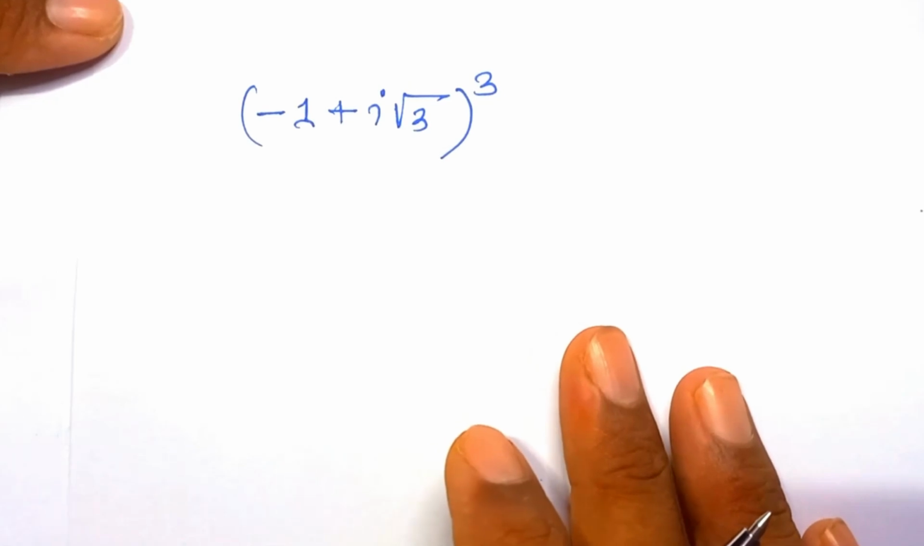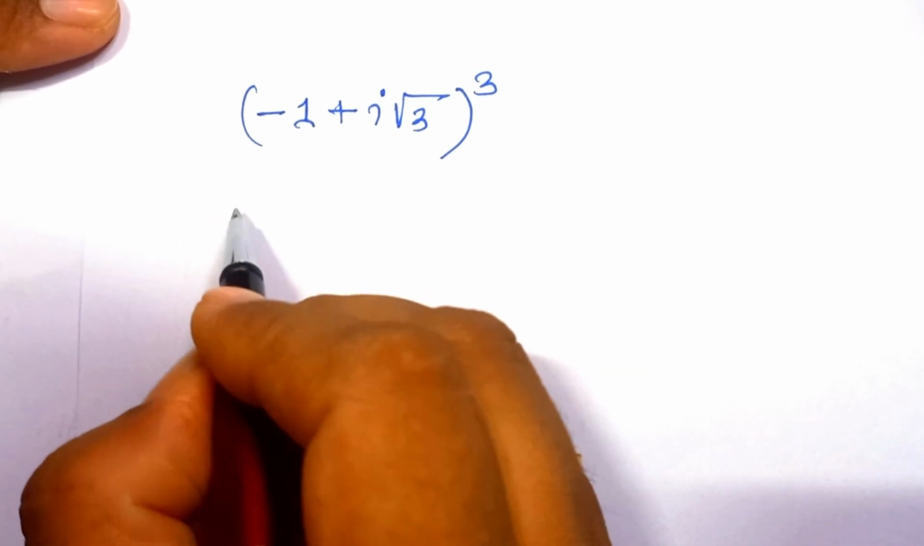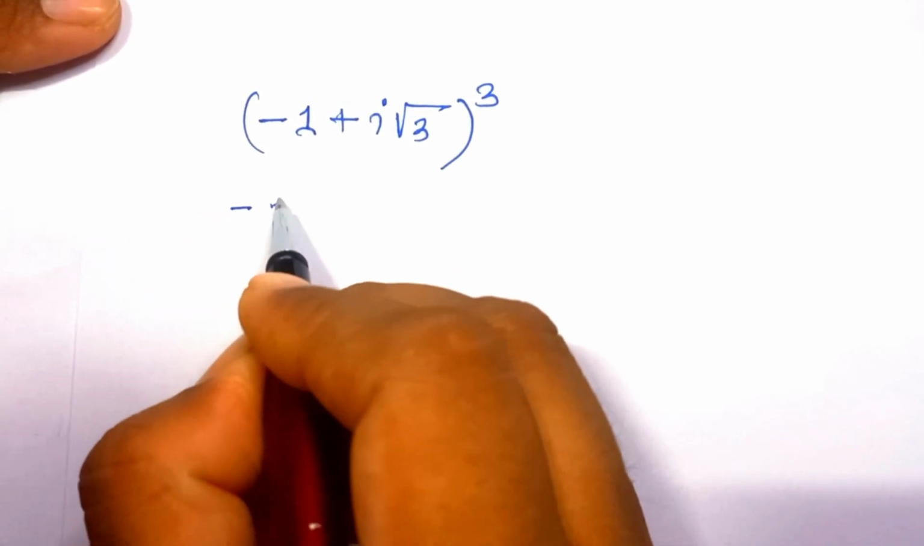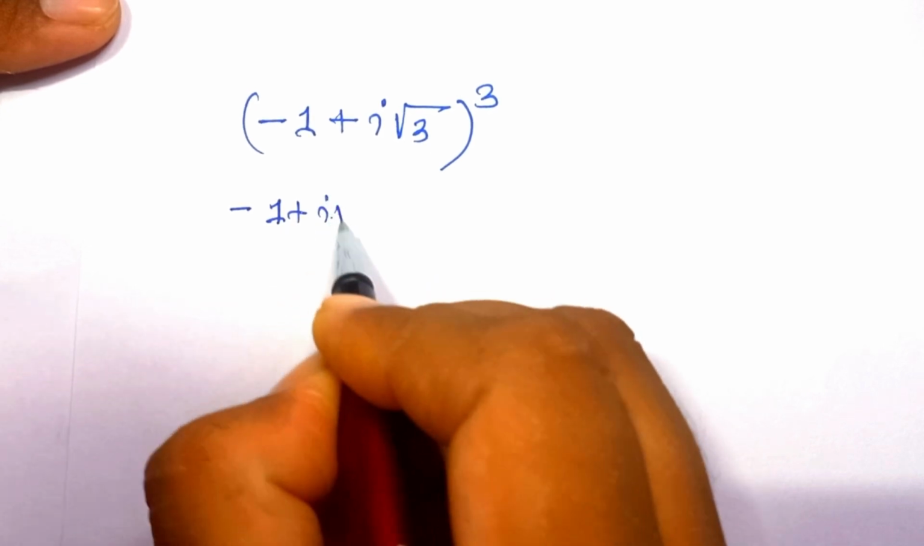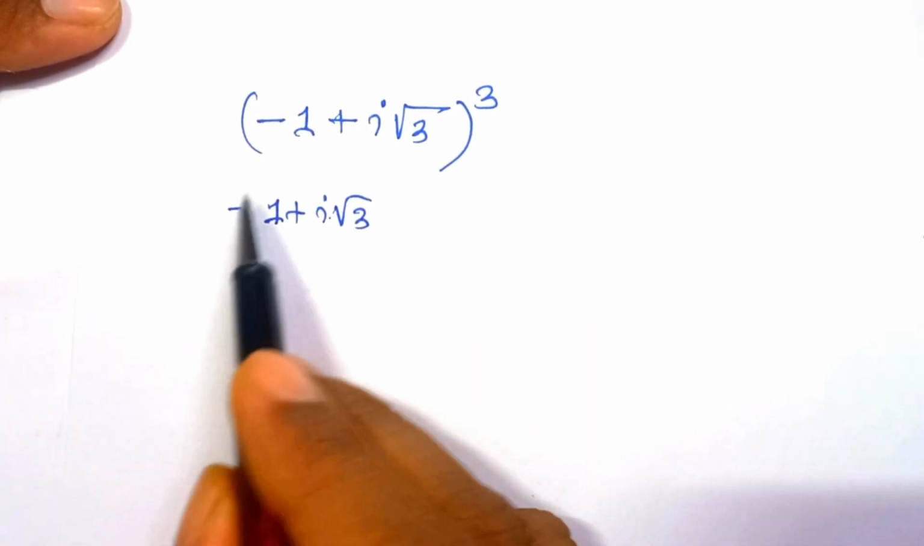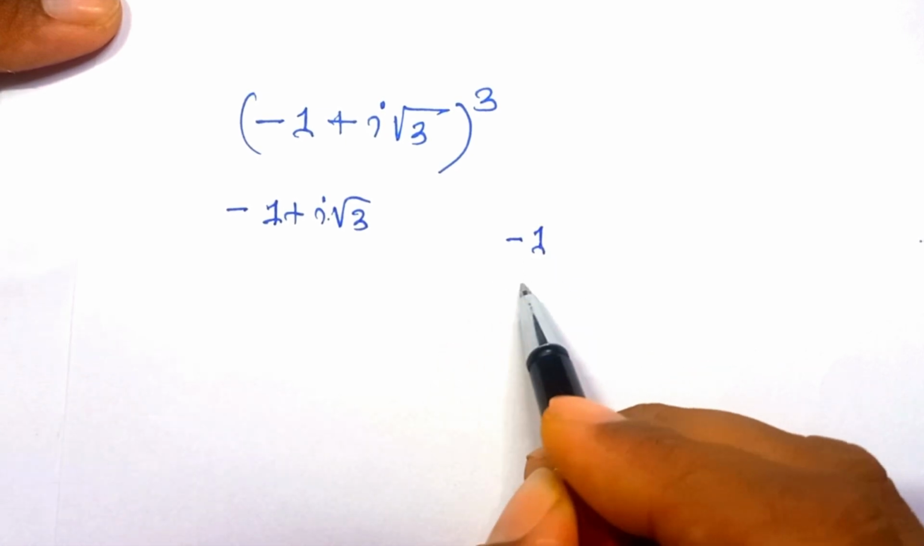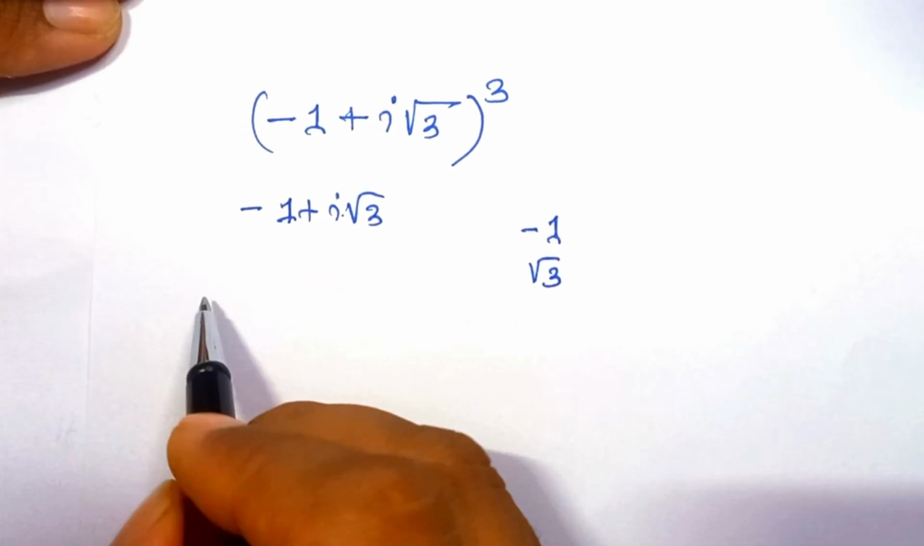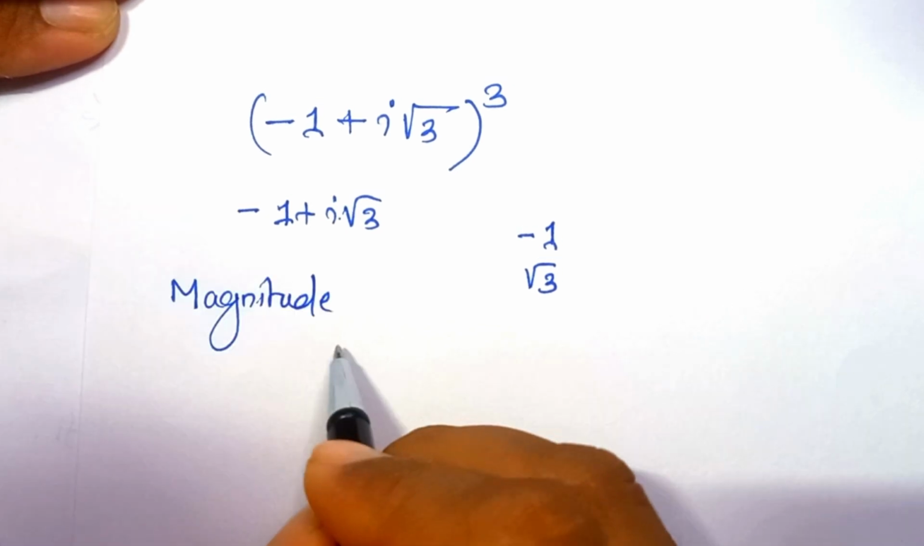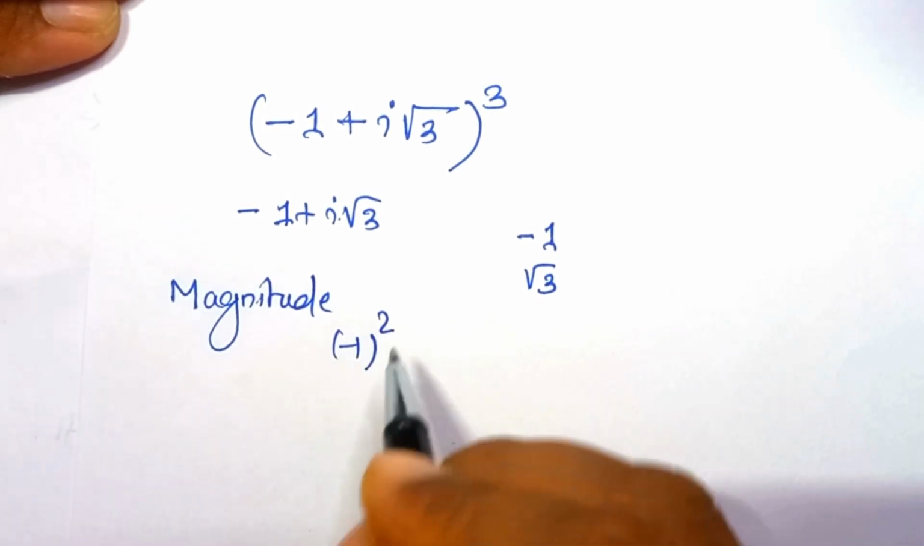So we have to find out the value of this given complex number, minus 1 plus i root 3, whole to the power 3. Let us first of all look at the complex number. We have minus of 1 plus i root 3. The real part of this complex number is minus 1 and the imaginary part is root 3.